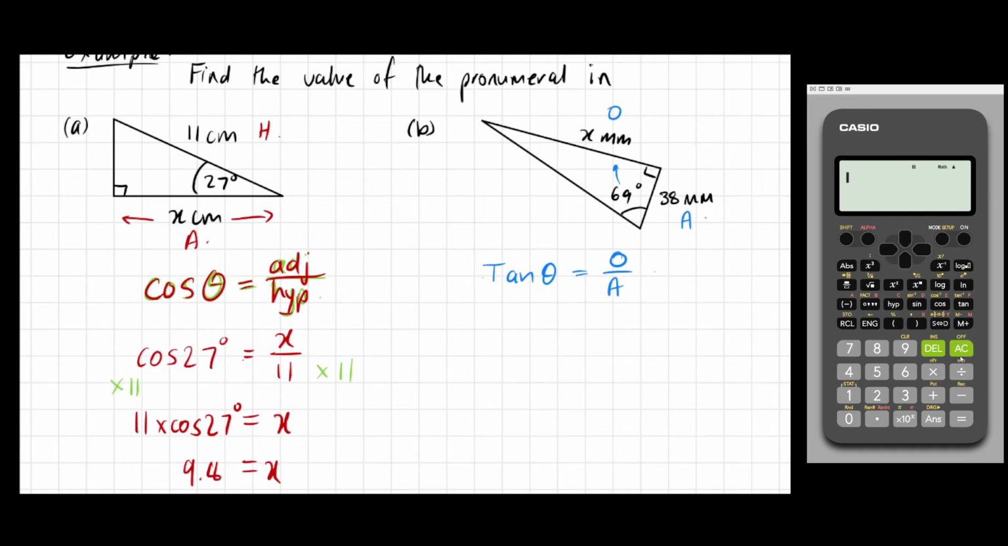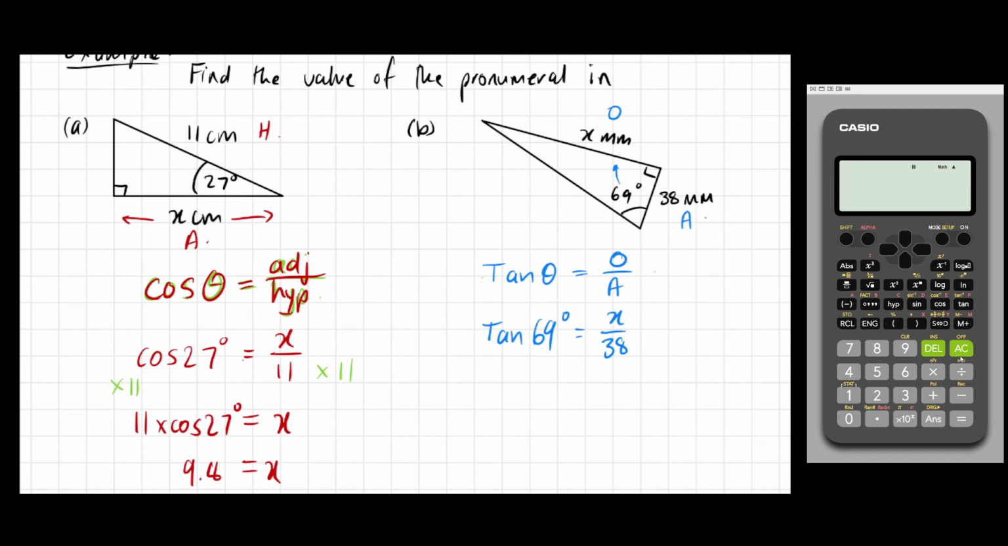Now let's substitute the values we know. Our known angle in this case is 69 degrees. Our opposite side is equal to x, and our adjacent side is equal to 38. We're just substituting the things we know. We don't know what that missing pronumeral side is, so I'm just replacing it with x for now. The 38 side I do know, so I'm putting the 38 in.